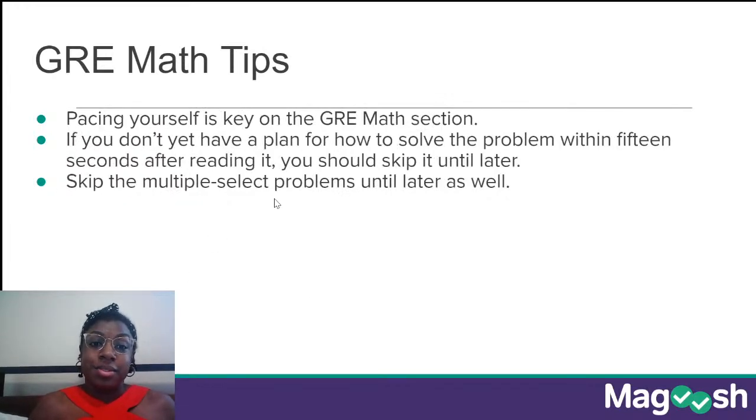Managing your time well is crucial for any standardized test, but especially for the GRE. Pacing yourself is key on the GRE Math section. According to ETS, each quantitative reasoning section contains 20 questions to be done in 35 minutes. That means that on average you will have 1 minute and 45 seconds per problem. So if you don't yet have a plan for how to solve the problem within 15 seconds after first reading it, you should probably skip it until later. And if you find yourself taking more than 2 minutes on a given problem, you should consider moving on.